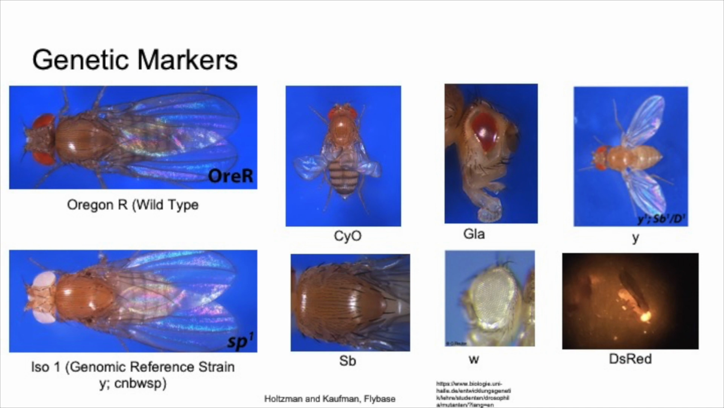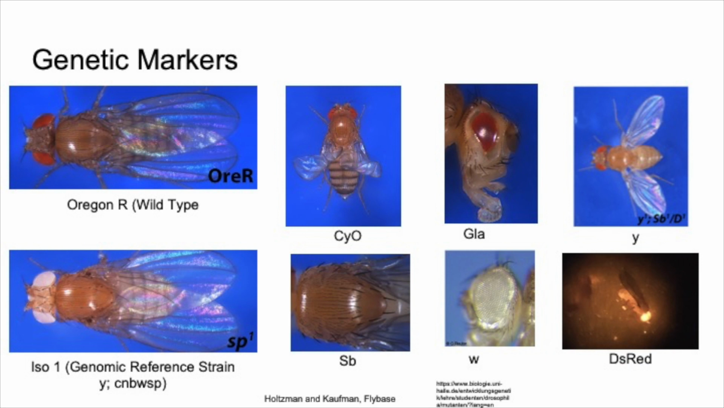incredibly brightly red. On the very bottom left, we have ISO1, which is a very common laboratory strain, which was used for the original sequencing of the Drosophila genome. You can see that it has a number of mutations. It has yellow, causing its body to be a more pale yellow than Oregon R, as well as cn bw, which causes the eyes to be completely white, as well as speck, which creates a small black dot right at the point where each wing meets its body.